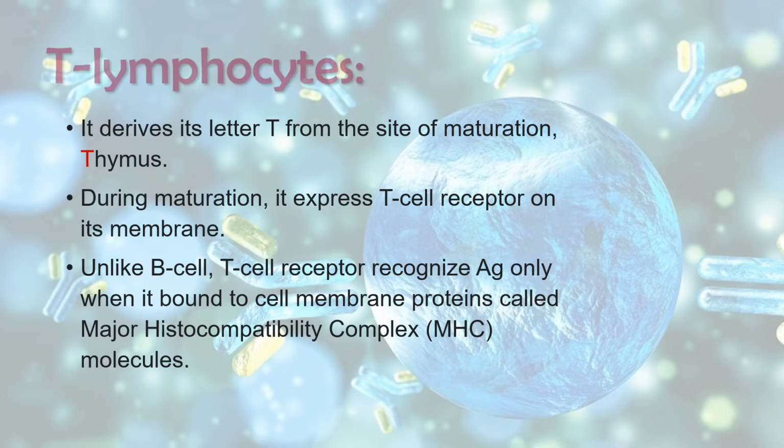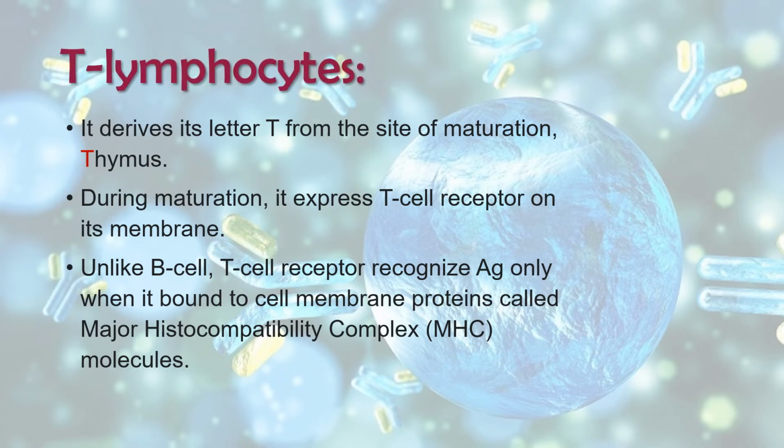So let's talk about T lymphocytes. B cells are responsible for antibody-mediated immunity or humoral immunity due to antibodies, whereas T cells are responsible for cell-mediated immunity. The T lymphocytes, or T cells, derive the letter T from their site of maturation, that is the thymus. Okay, so as the site of maturation is the thymus, the initial letter is taken from this thymus.